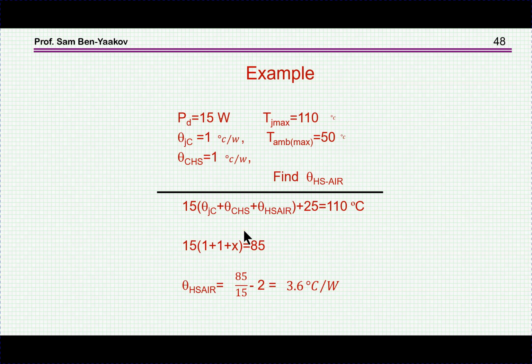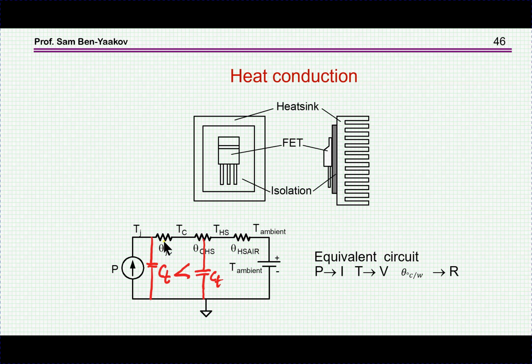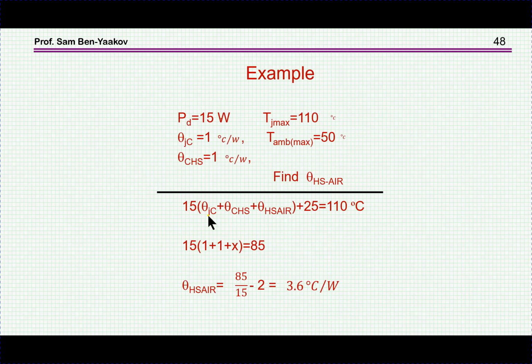Well, this is very simple. I'm going back now to the equivalent circuit. Here we have all these three. We are missing this one. We know the ambient, so the ambient plus the power, which we know, times all these resistances is equal to 110. This is the power times the total thermal resistance, and we can solve for the heatsink that we need: 3.6 degrees centigrade per watt, which is a practical heatsink that one can consider.